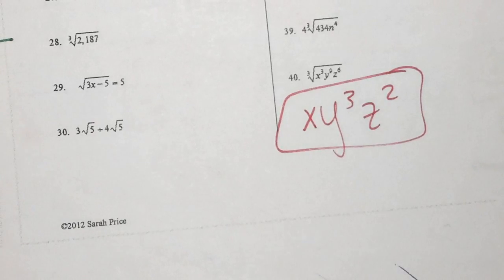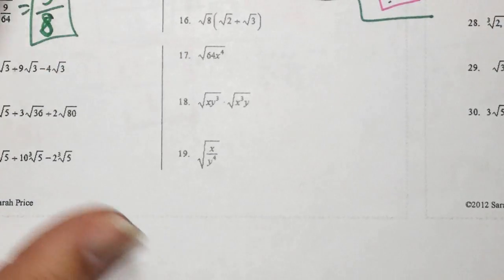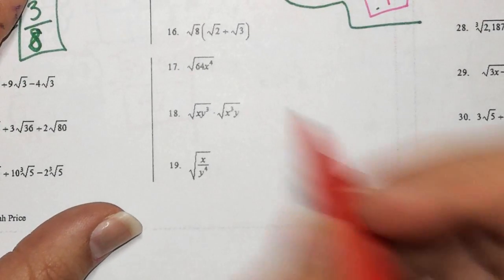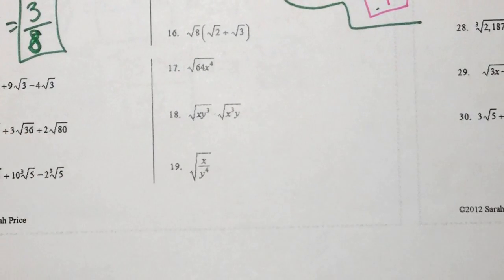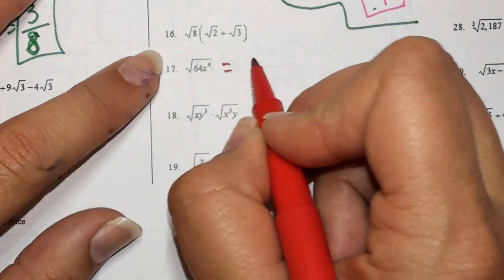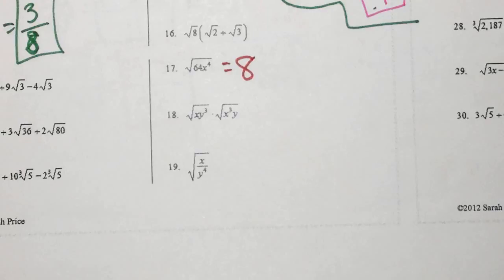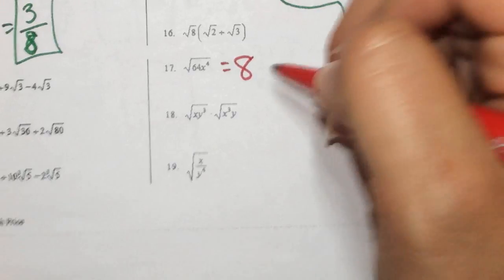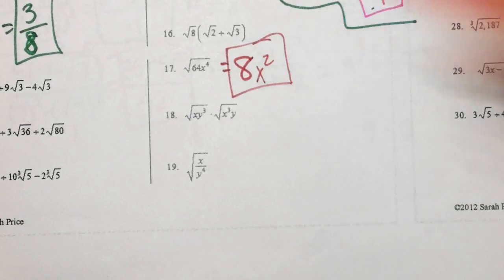Alright, let's look at 17 and then we're going to do our notes for today. 17, 17, 17. What is the biggest perfect... wait, is 64 a perfect square? It is, 8. And is x to the 4th a perfect square? Yes, x squared. Look at us go. It's like we've learned something.